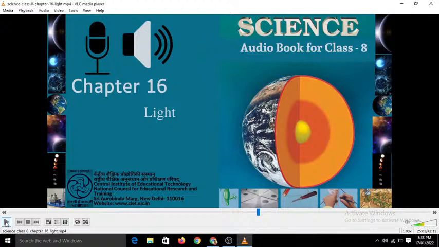Next is about the reflection. Reflection are of two types: diffuse reflection and regular reflection. Now, wherever the images are formed, that means the surface is plane. That means the reflection is regular. If the surface is smooth, it is always the regular reflection that is formed.